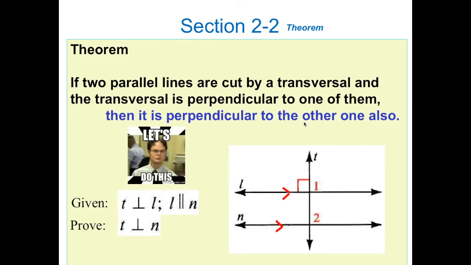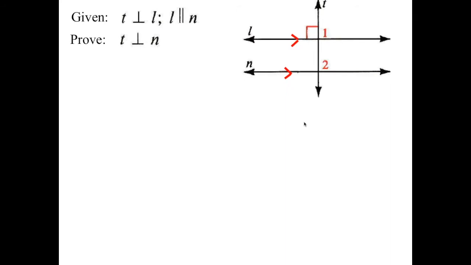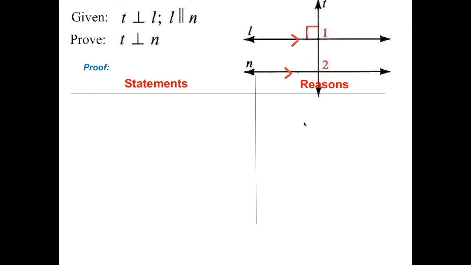Okay, so let's do this. Dwight's excited. He's like, we haven't proven enough, guys. We haven't proven enough today. So let's get this freaking proof done. And we got it set up here. And we got our proof, statements, reasons. So Dwight's gonna be very excited.